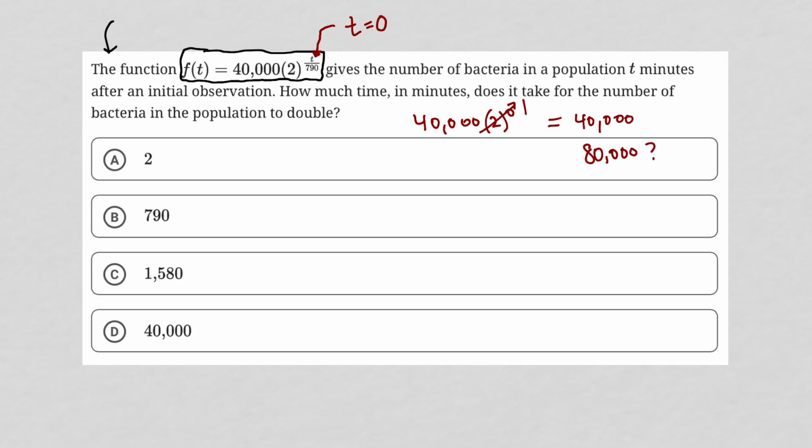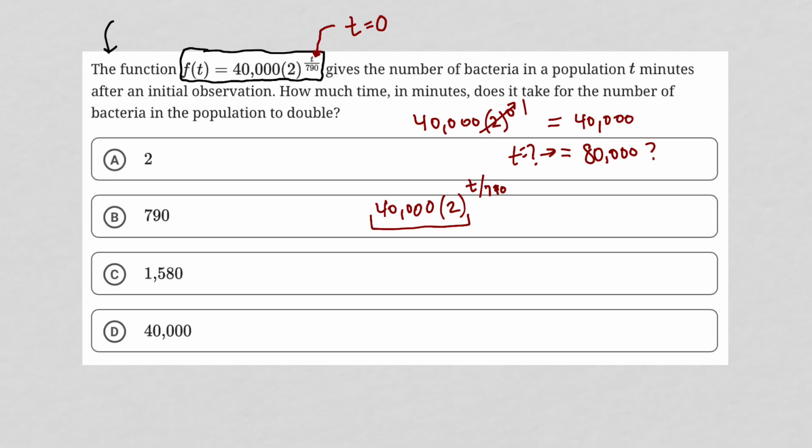Right? That's the question. How long? What does t equal in order for us to get to 80,000 as a population, right? Which would be doubling. So looking again at the math that I have, well, I have this 40,000, and I already have times 2 here, which would give me 80,000. I have, again, this t over 790, but I'm going to think about the fact that if I could just have 40,000 times 2, I would get to 80,000.